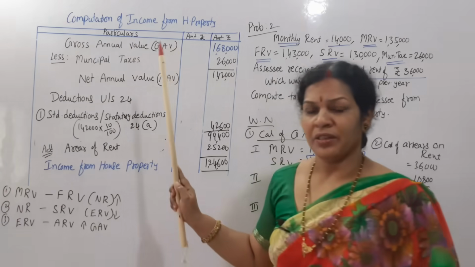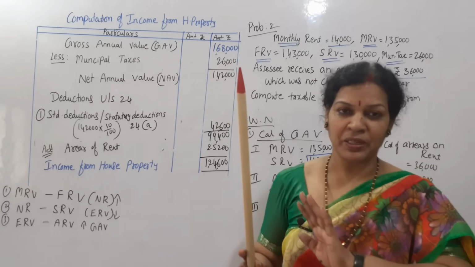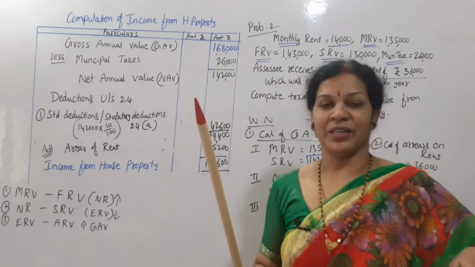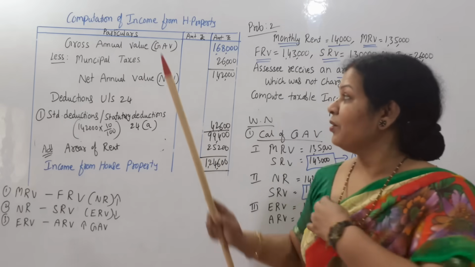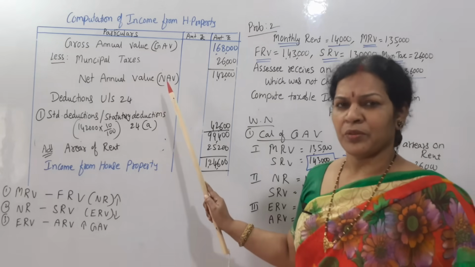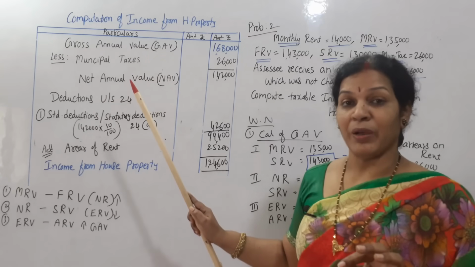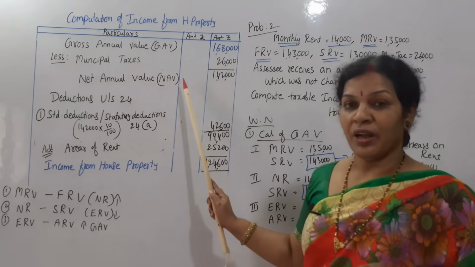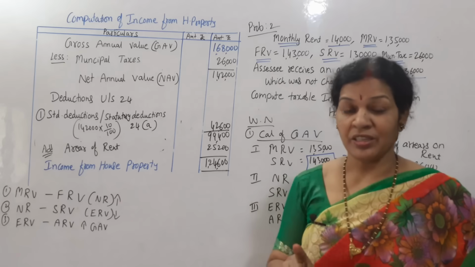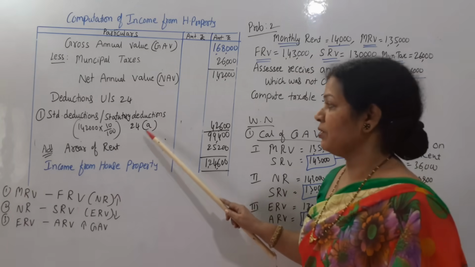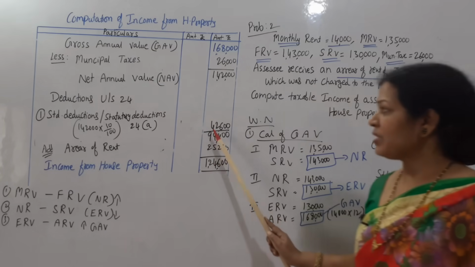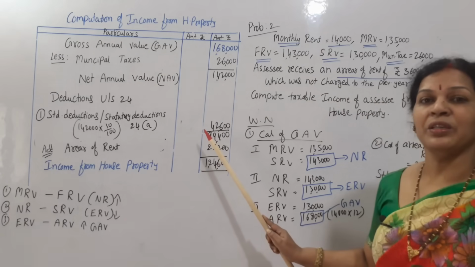So GAV written. And here municipal taxes also there. Whenever municipal taxes are there, you have to deduct it because we have already paid. In the problem it is given 26,000, that is deducted. So when you deduct it, you'll get net annual value, NAV. Out of this, we have only two deductions. As per section 24, subsection A, standard deduction, that is 30% on NAV. It comes to 42,600. That is to be deducted.